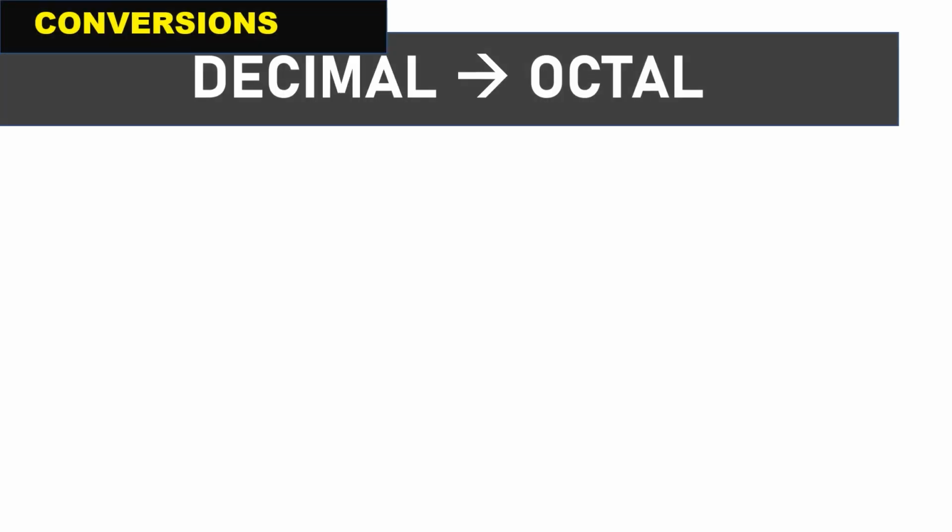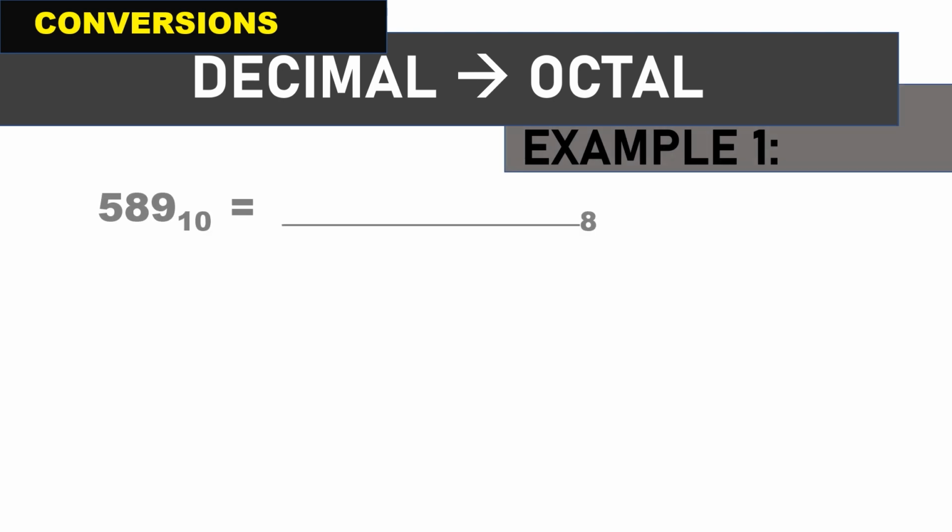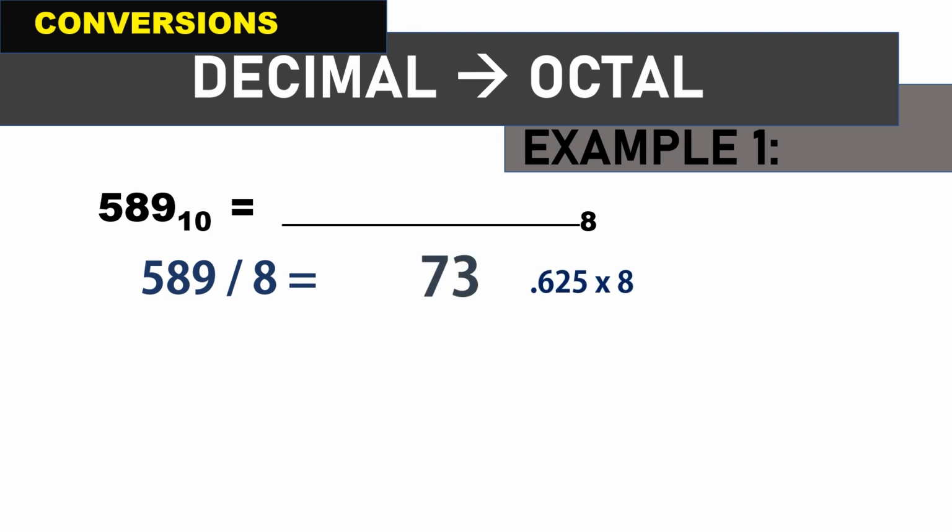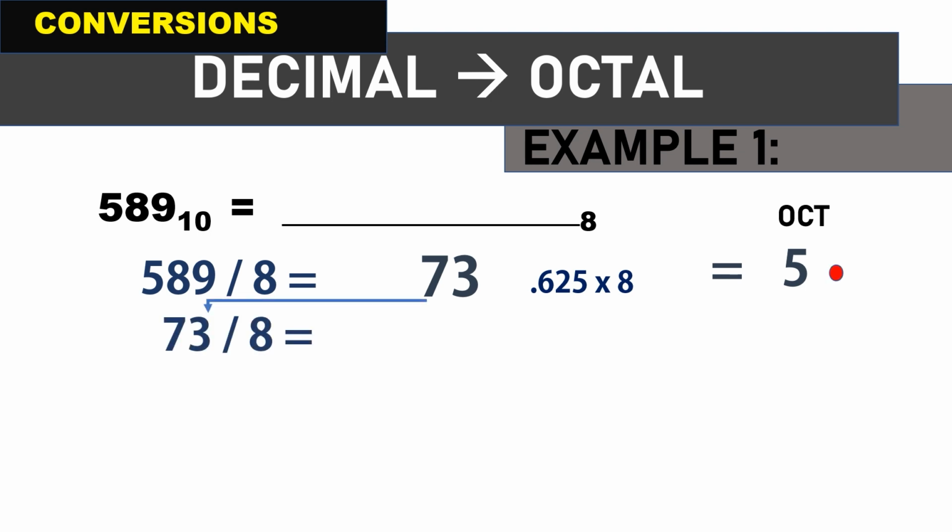Okay, next we have decimal to octal number system. It is the reverse of the previous slide. So this is our example number 1. We have 589 as the given, and we're going to convert it to octal number system. Again, our step is to divide it by 8. So 589 divided by 8, we will have 73.625. This time we multiply 0.625 by 8 and extract only the whole number, and then you will have 5. And followed by the 73 here.